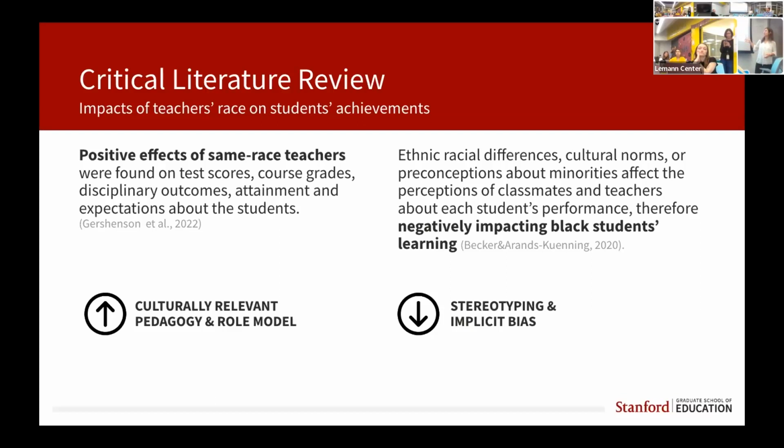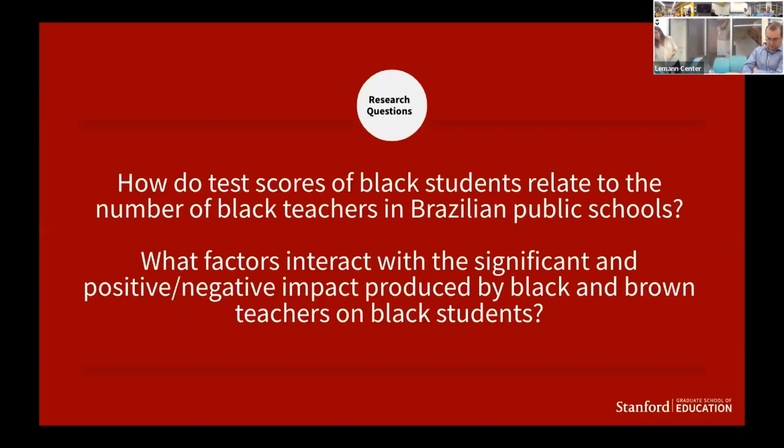From the negative perspectives, we have the cases of stereotyping and implicit bias, which is when we have teachers that actually have lower expectations of Black students. They think they are less intelligent. They think they have lower capacity. They commit aggressions and avoid talking about racism in schools. They are racist sometimes, so there are a lot of teaching practices involving racism.